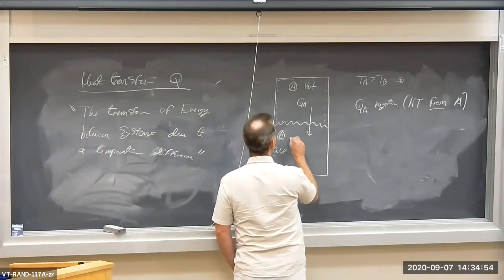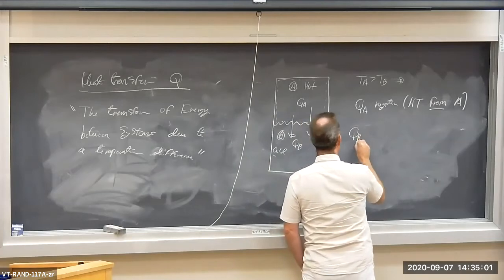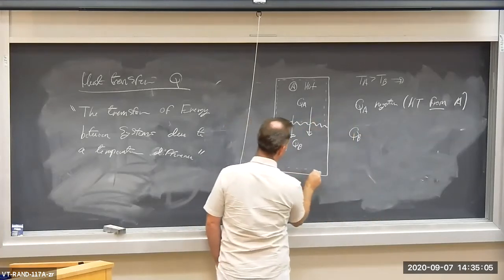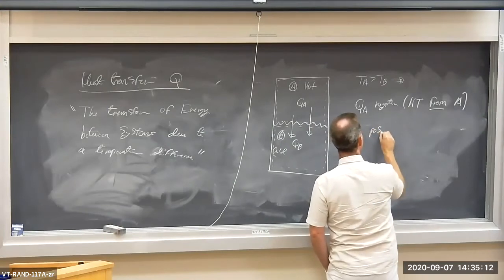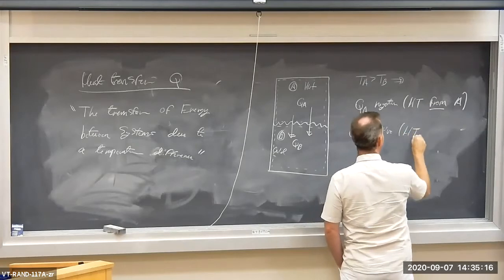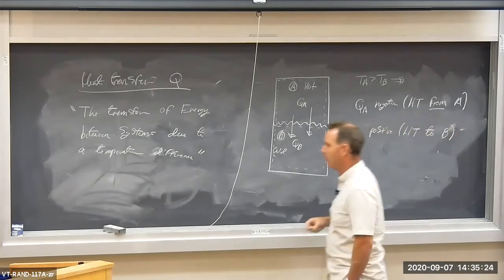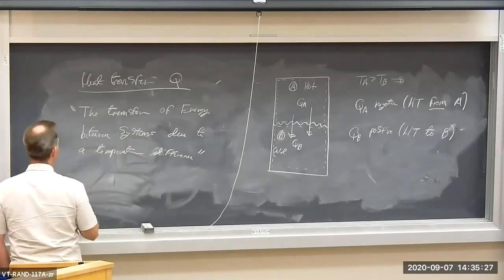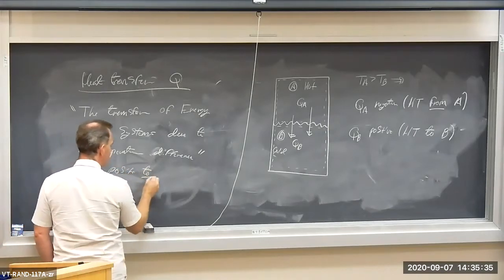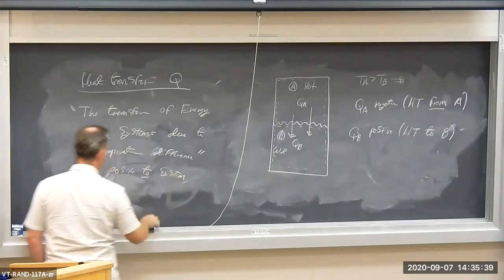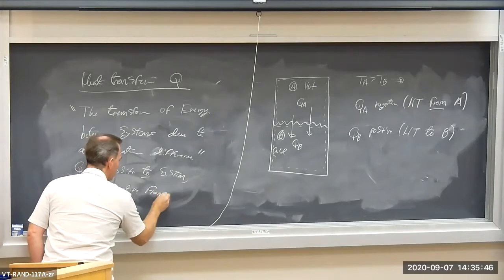Likewise, QB, heat transfer to system B, is going to be positive. Why? Because we have heat transfer to system B. Okay? So Q is positive to the system, negative from the system.